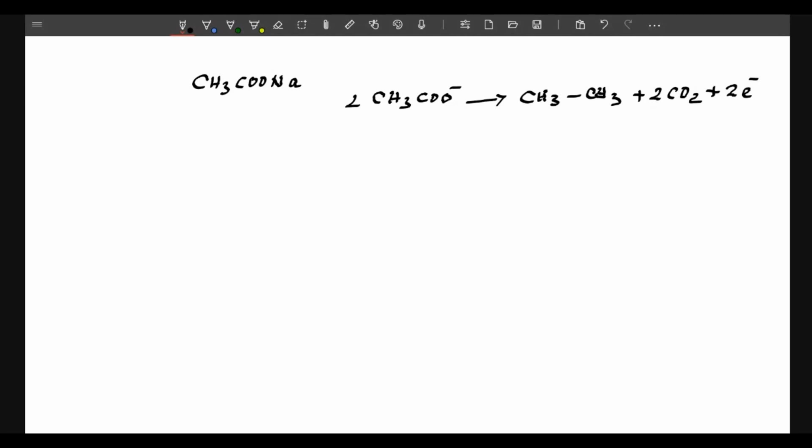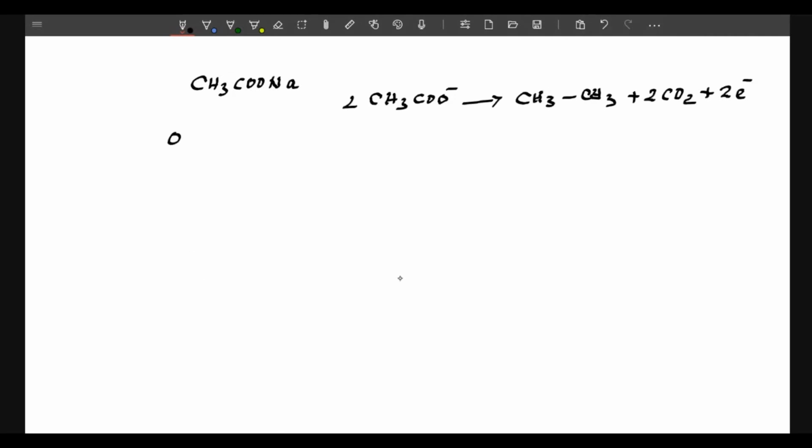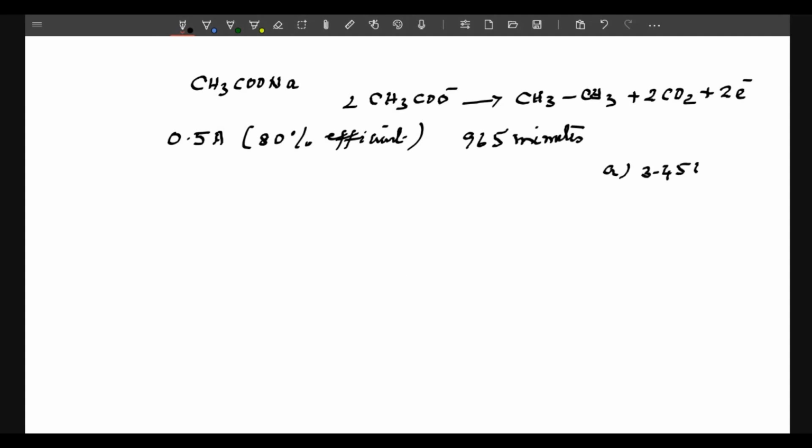The volume of the ethane gas obtained at STP condition by the passage of a current of 0.5 ampere, within bracket 80% efficiency, for 965 minutes is: option A, 3.45 liter, B, 1.8 liter, C, 11.2 liter, D, 2.69 liters. Which is the correct answer?